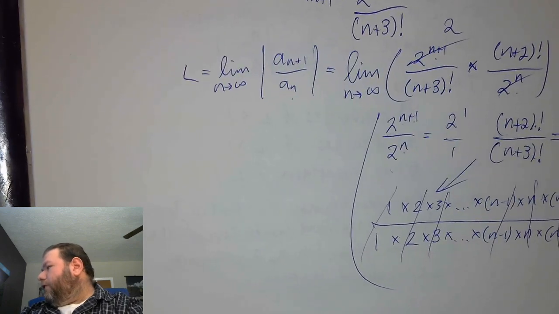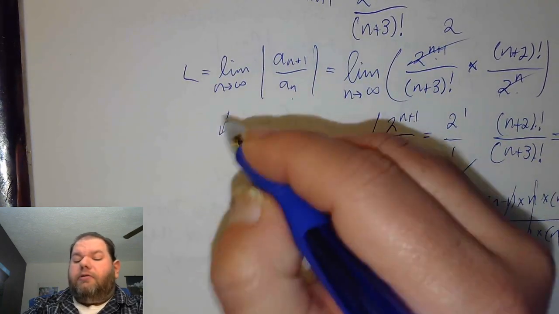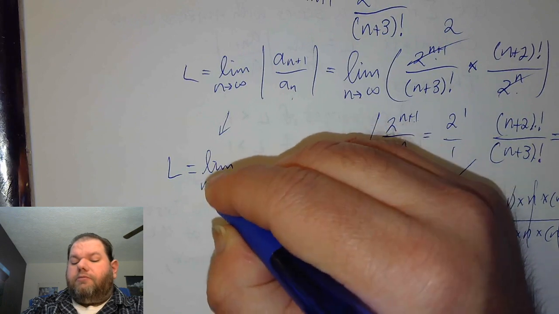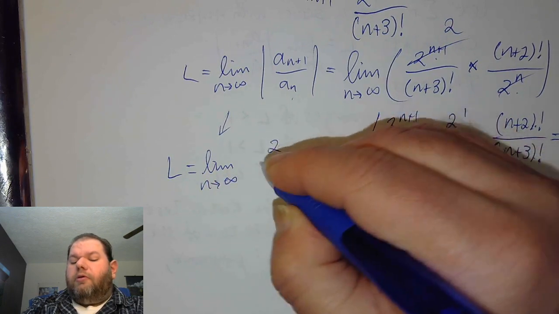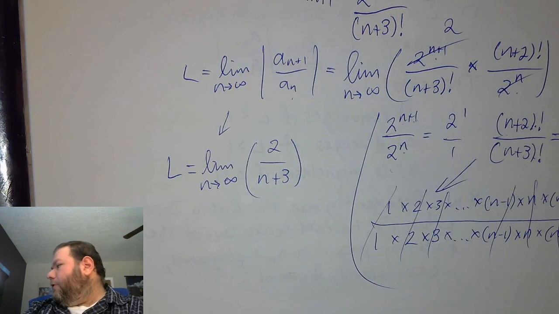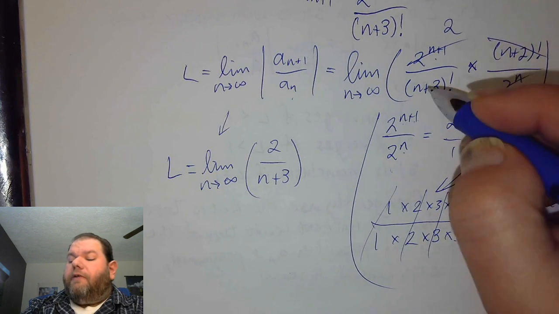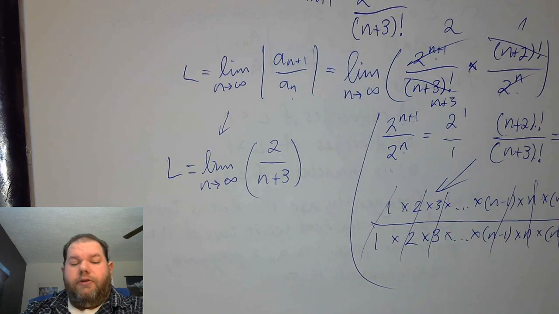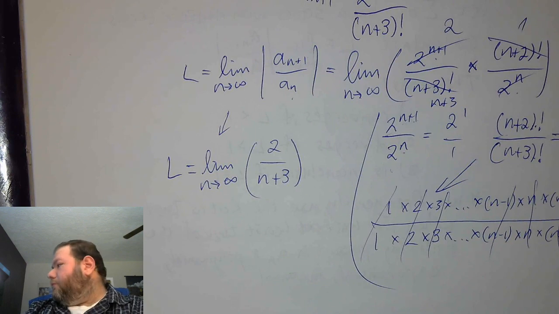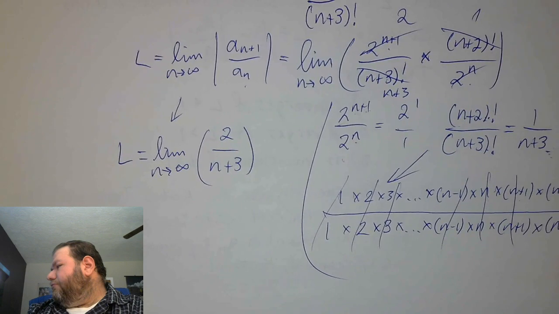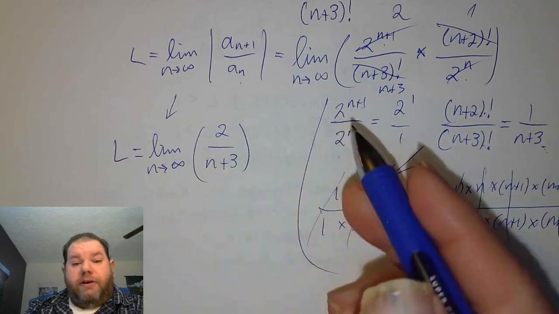So focusing on our limit once again, we know that we're going to have a 2 left on top, and an n plus 3 left on the bottom. Okay? Because we can cancel n plus 2 factorial over n plus 3 factorial, and that leaves n plus 3 on the denominator and a 1 on the numerator. So now we can take our limit.